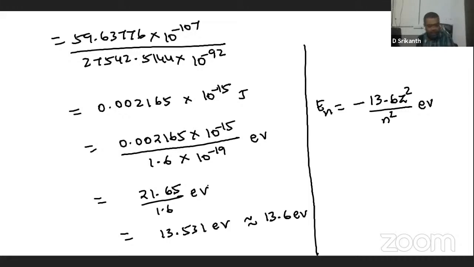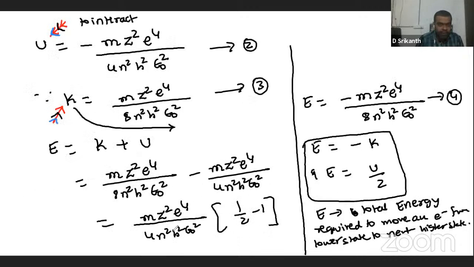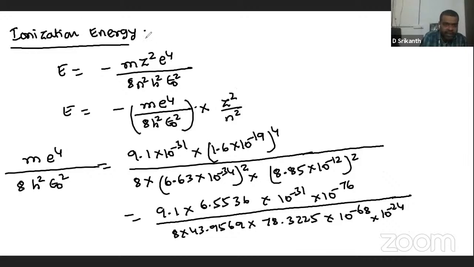ఇక్కడ చూసినట్టుగా ఉందా ఫార్ములా, 13.6 Z square by n square. Okay. I think up to here you wrote. Write down. Keep the side heading as ionization energy.